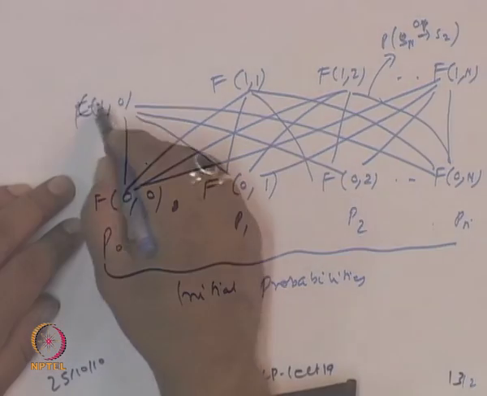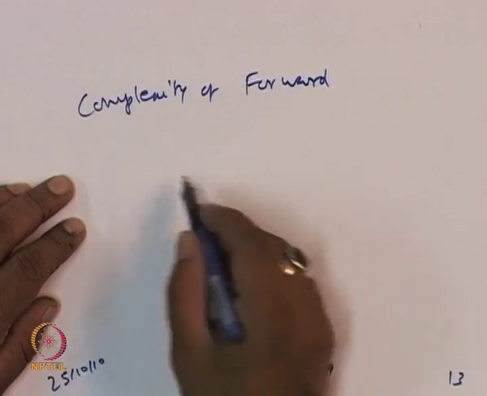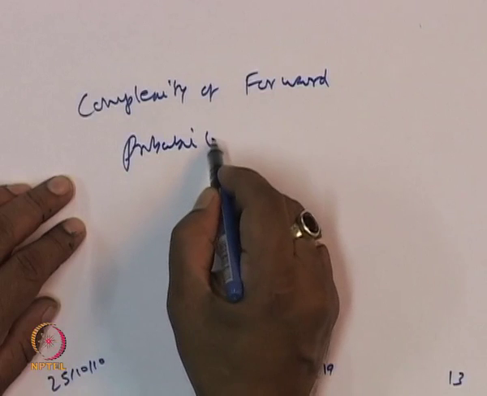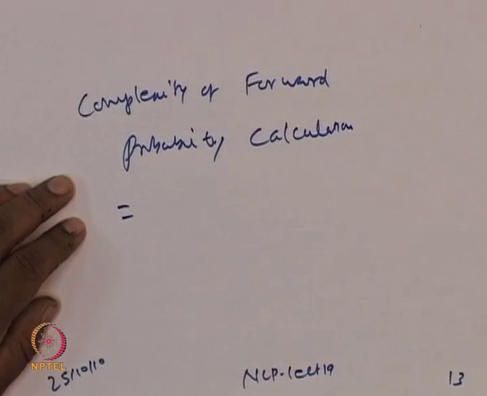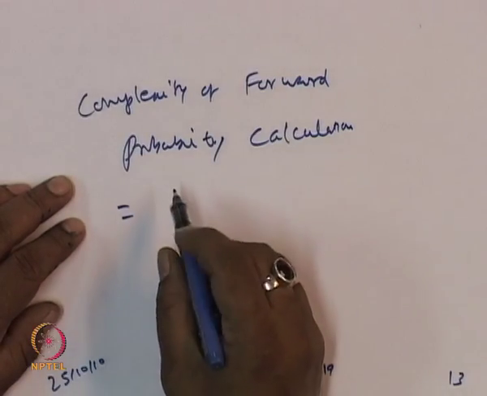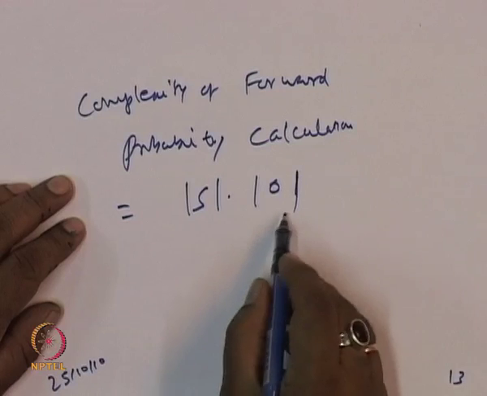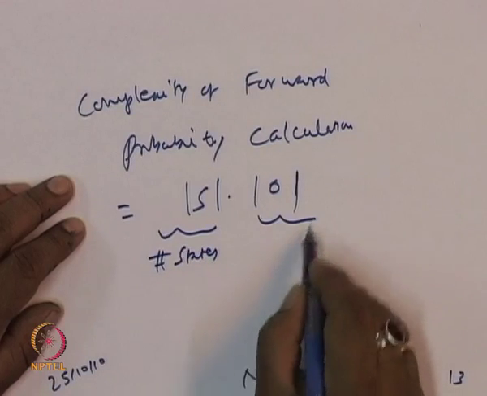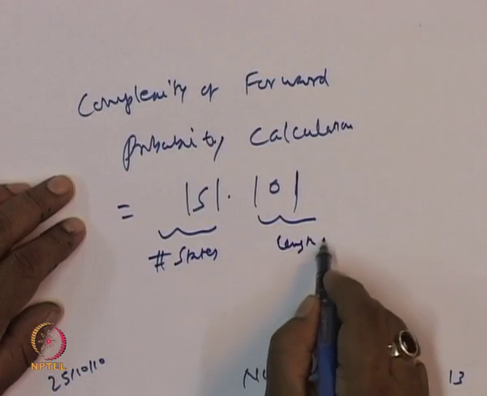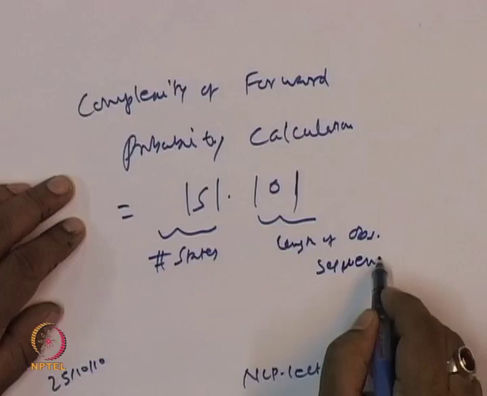So, the complexity of forward probability calculation is nothing but number of states into length of observation sequence. We can similarly compute the backward probability, which we will see in the next class.